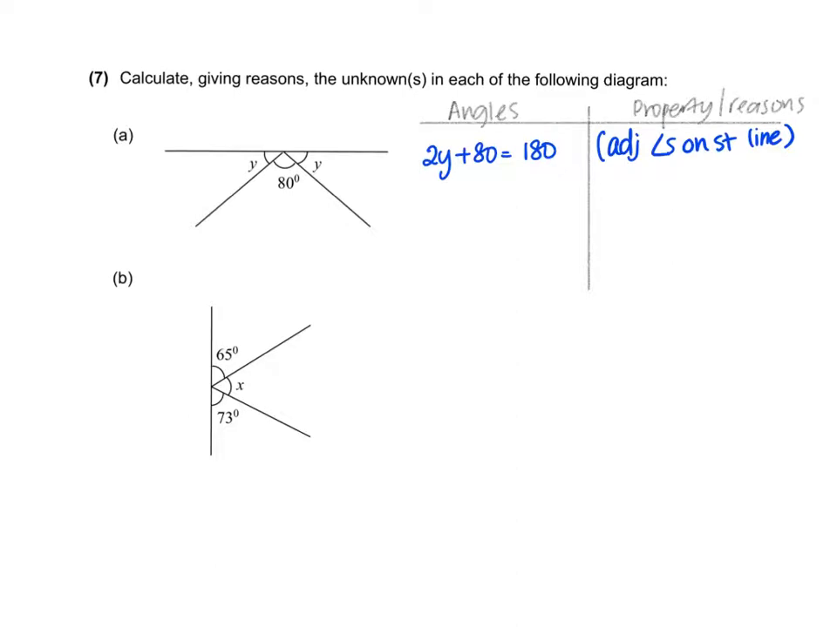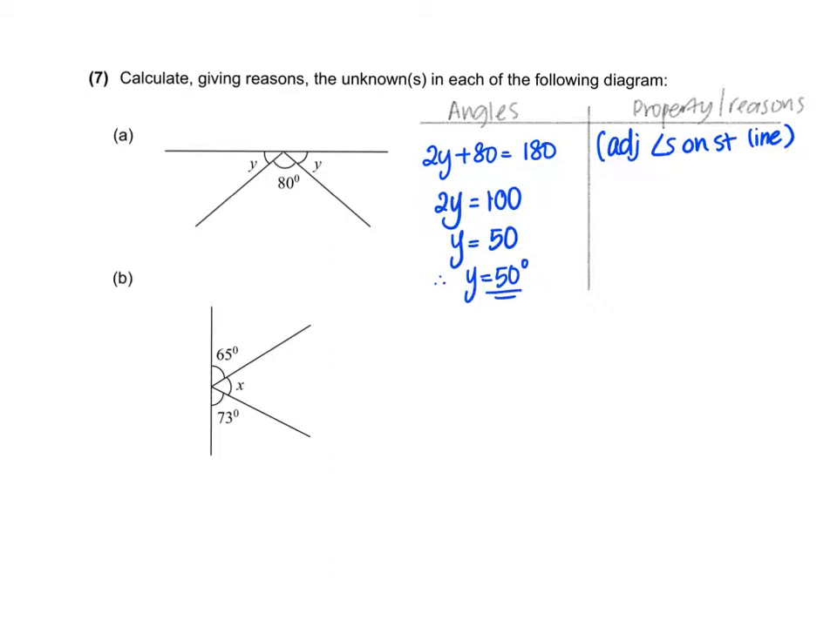Now we know 2y plus 80 equals 180, so we will continue our working. 2y is 180 minus 80, that will give you 100, and y will be 50 degrees. When I do my working, there are no units, but for my final answer, I'll write my units. Y equals 50 degrees. Okay, and I'm going to extend that into the next part.